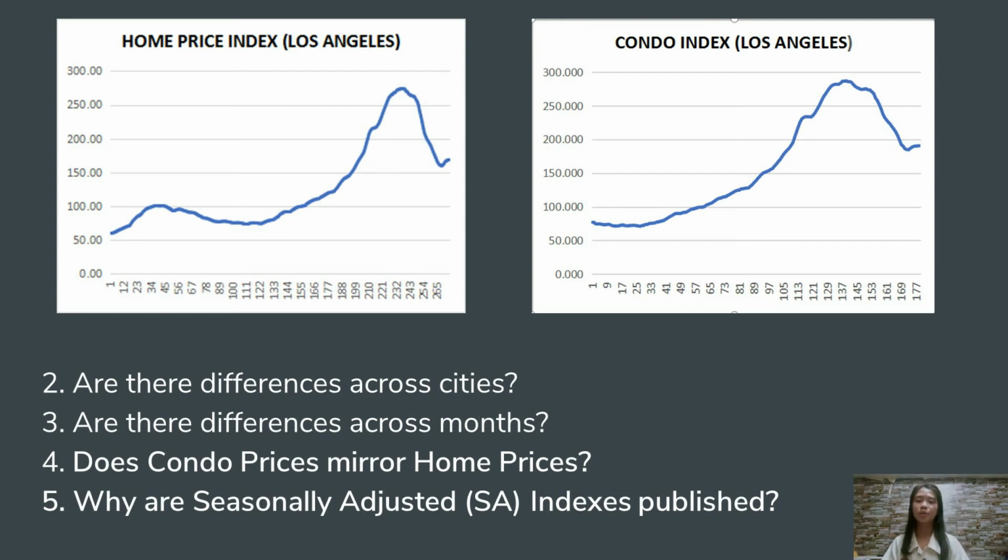So, question number 5. Why are seasonally adjusted indexes, or SA, published? The primary purpose is to remove the effects of seasonality in price information and to achieve a clear picture of price movements without anomalies. Another is that it also helps to remove systematic calendar-related variation associated with the time of the year, that is, seasonal effects.